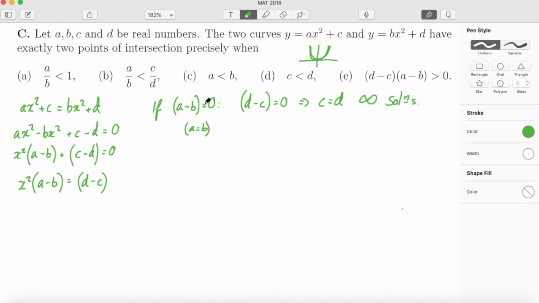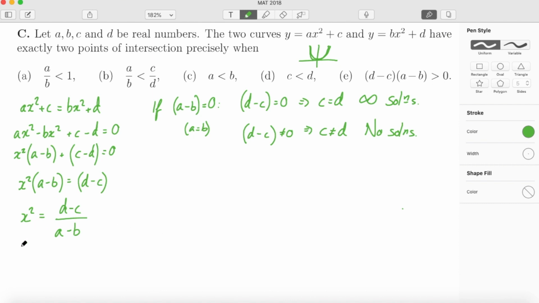If a minus b equals 0 and d minus c is not equal to 0, so we're saying for the same curve, if c and d do not equal, then we would have no solutions. The curves wouldn't intersect at all. So we've established that a minus b equals 0 will give us no valid solutions, so we can safely divide by a minus b both sides. That leaves us with x squared equals d minus c divided by a minus b.